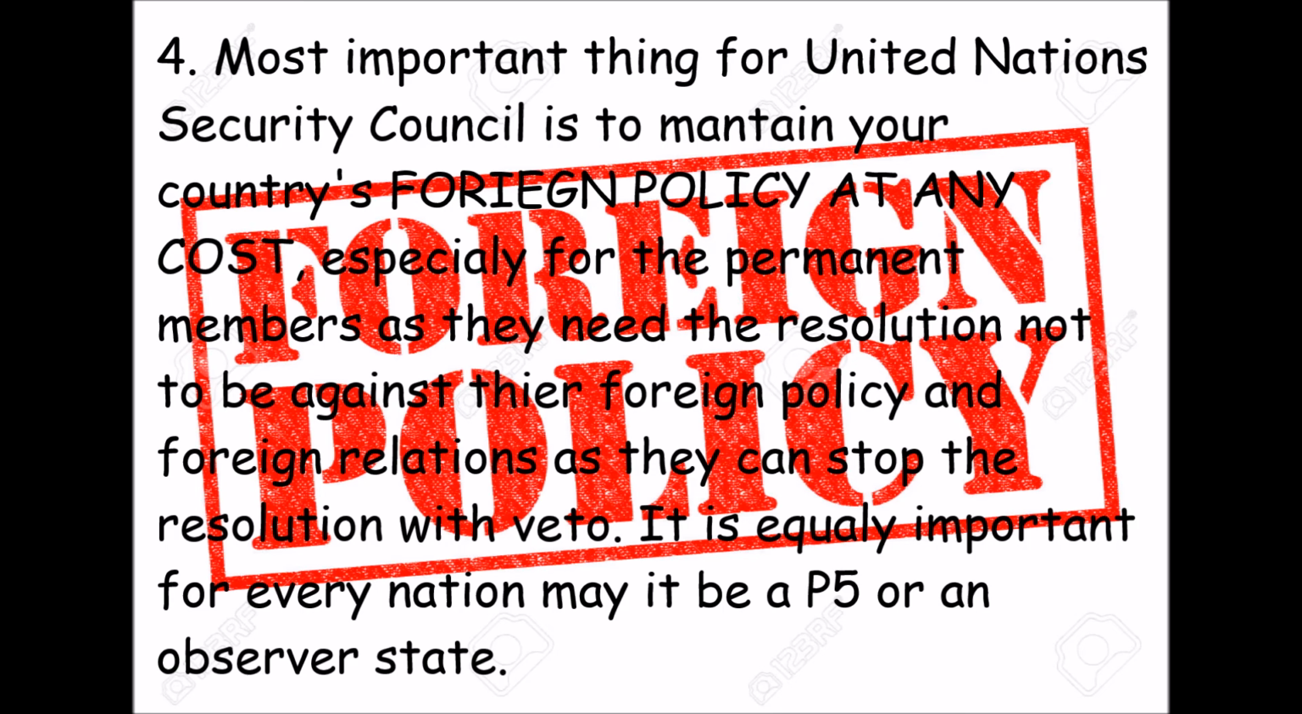Fourth, the most important thing for United Nations Security Council members is to maintain your country's foreign policy at any cost, especially for the permanent members, as they need the resolution not to be against their foreign policy and against their allies, as they can stop the resolution with a veto. It is equally important for every nation, may it be P5 or an observer state.